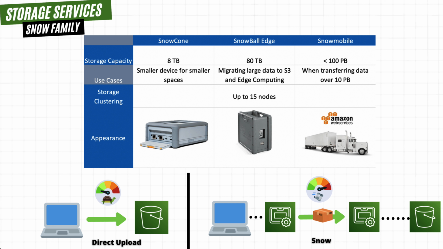Now, here are the 3 types of Snowball devices AWS has to offer. We have the Snow Cone, which is a small box which can do up to 8 terabytes of data, and it's meant for smaller spaces. We also have the Snowball Edge device, which can do up to 80 terabytes of data, and we can cluster this option with other Snowball Edge devices for edge computing. And finally, we have the Snowmobile, which is literally a semi-truck that can do over 100 petabytes. We use the Snowmobile when we start transferring over 10 petabytes worth of data.